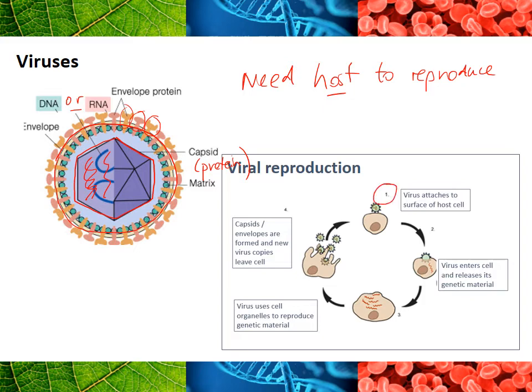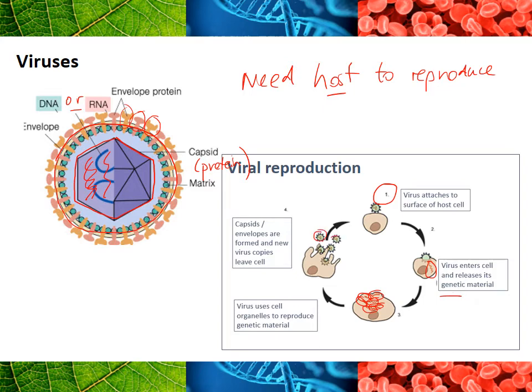So to do that, a virus will first attach to a cell. It will then use the cell's organelles and release its genetic material. So its DNA will get released into the cell, which you can see here. And then it will use that cell to basically reproduce itself. So it's basically told the nucleus of this cell to start transcribing and producing new copies of itself.